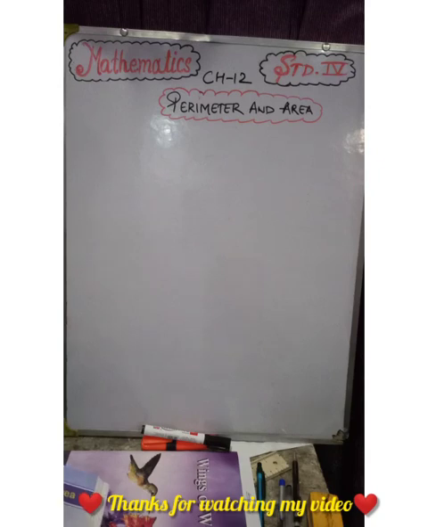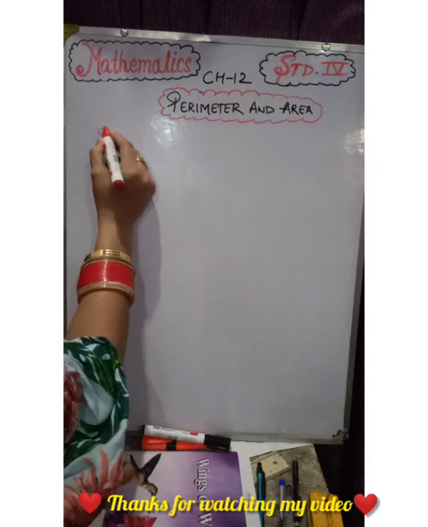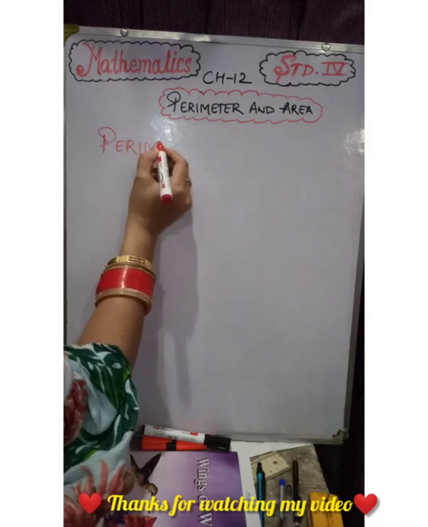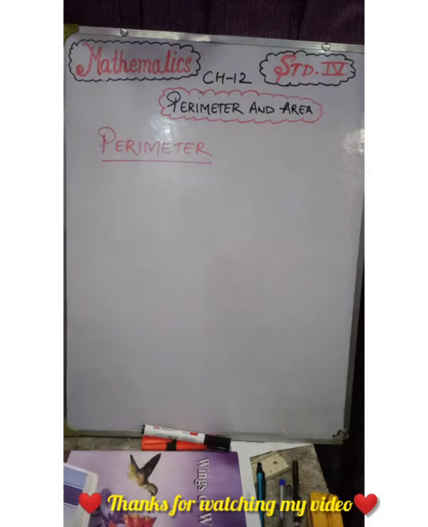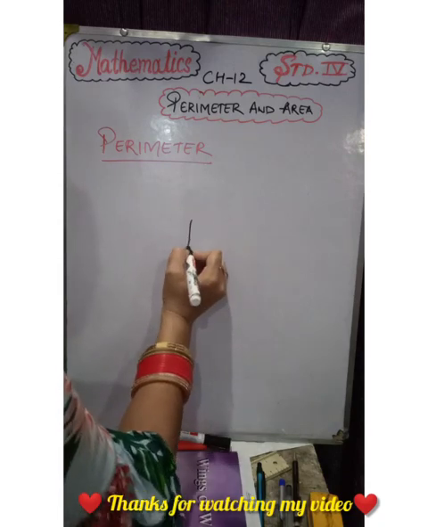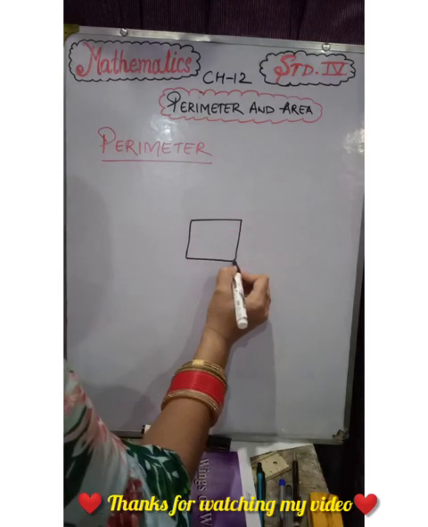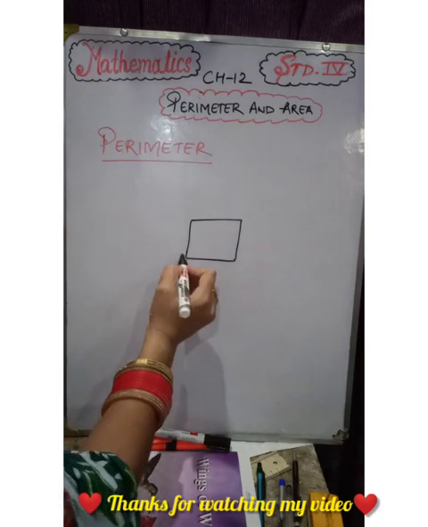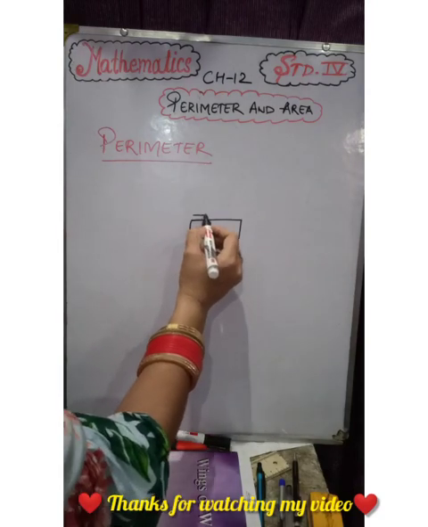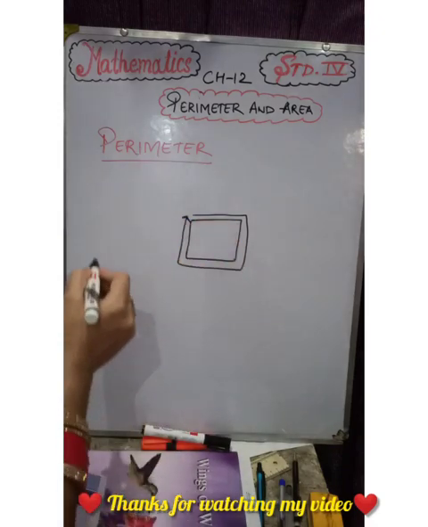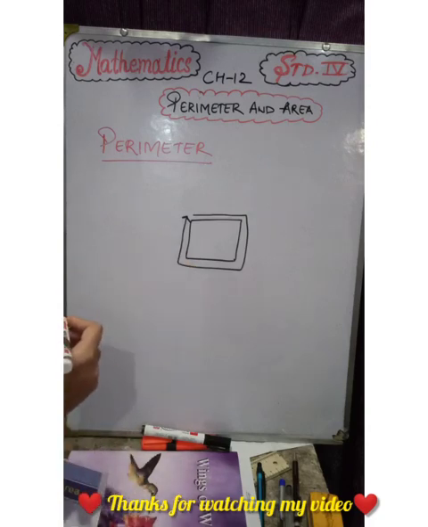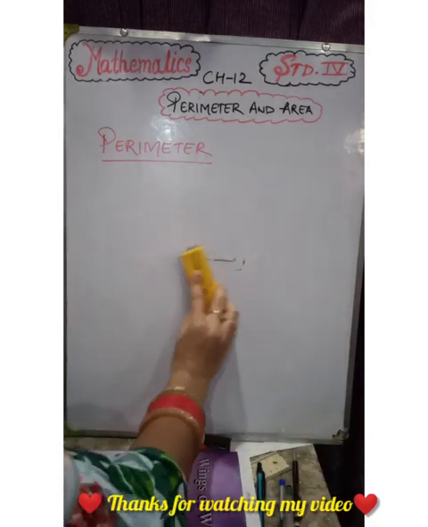Let us start today's next chapter, chapter 12, perimeter and area. So what is perimeter? First of all, we need to understand this term. Perimeter is for any figure. Suppose we need to calculate the perimeter of this square. The distance around this square, starting from here, is called its perimeter. It is not only for a square, for any figure we can calculate like this.